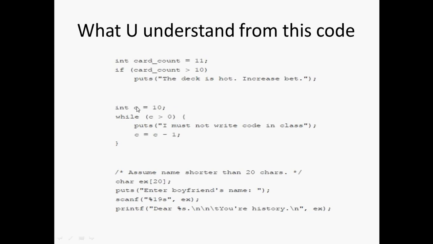And now we have int c is equal to 10. Again we have declared a variable with the name c and data type integer, and the value in it is 10. What are we doing now? While c is greater than 0, puts I must not write code in class, and c is equal to c minus 1. One thing you might be confused about is what that puts means. Puts is a function which puts text on the screen or maybe in a file. You will know it soon.